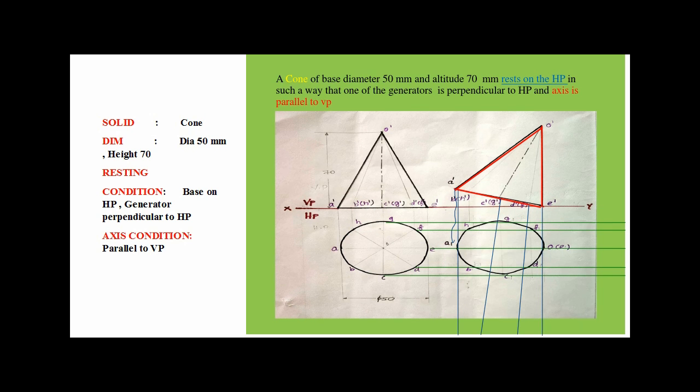Now, see here, you are getting the point A1 in such a way that A1 is obtained at the intersection of the lines drawn from A dash and A. Similarly, point E1 is obtained. The point E1 is obtained at the intersection between the line from E dash and the horizontal line which is drawn from E. Similarly, find out all the base points.